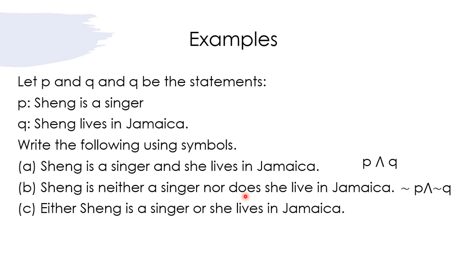For part C, it says either Sheng is a singer or she lives in Jamaica. Here, clearly this "or" here, we see that, hey, this is a disjunction. So, this is just P or Q.